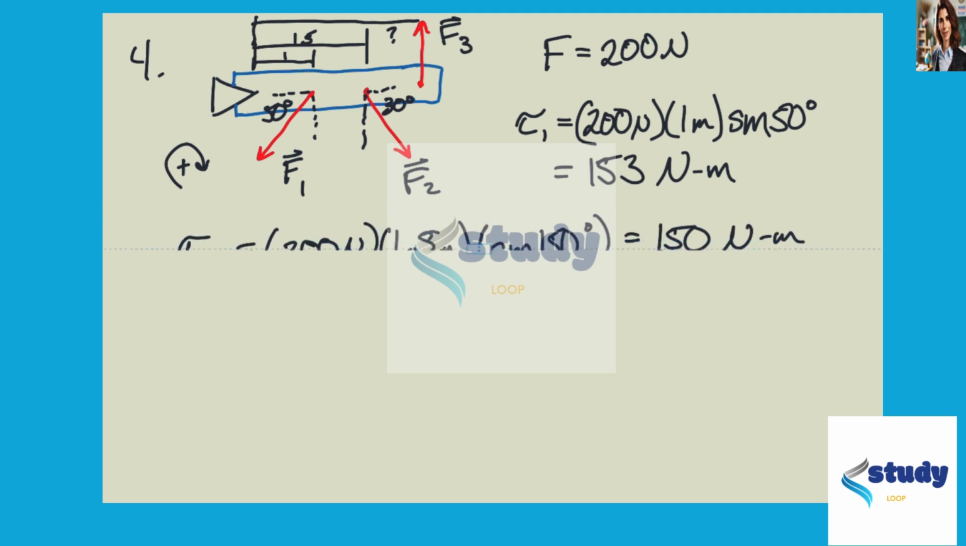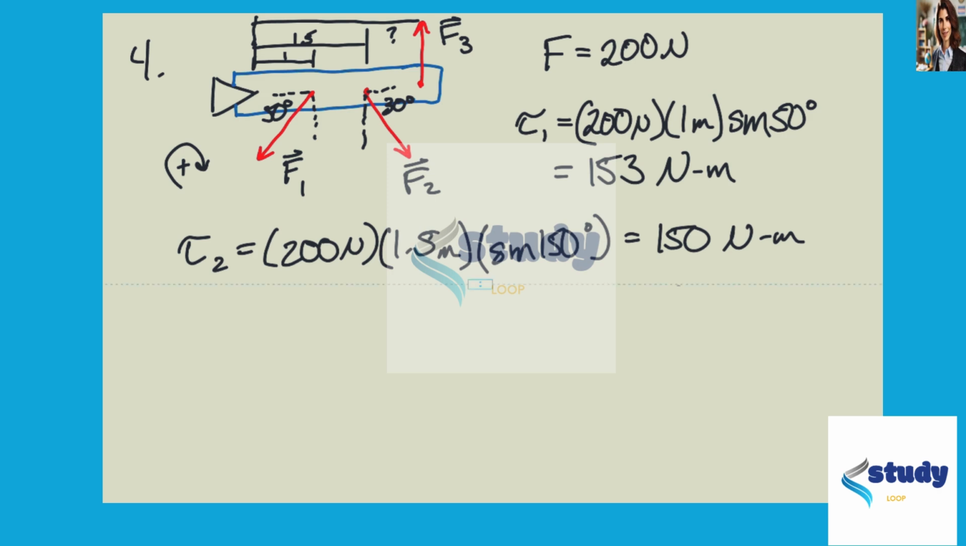Now, the second load again has a magnitude of 200 newtons. It acts at a distance of 1.5 meters, and it makes an angle. So here's the vector from the point of application of the load to the pivot point, and it makes an angle of 150 degrees in there. So we get the sine of 150, and so this just becomes 150 Newton meters.